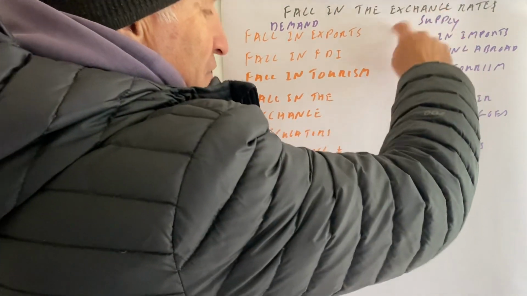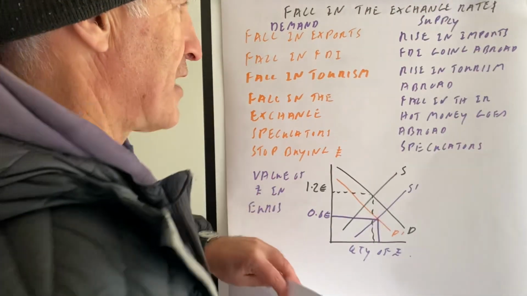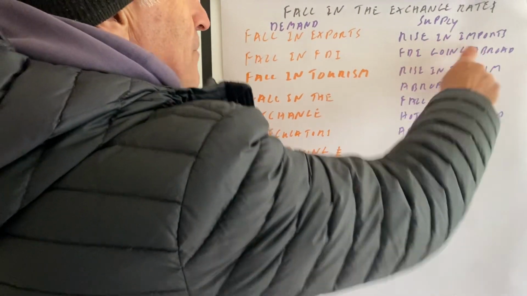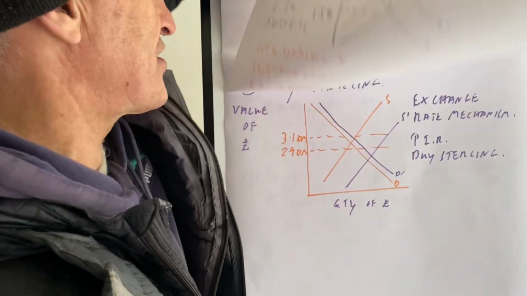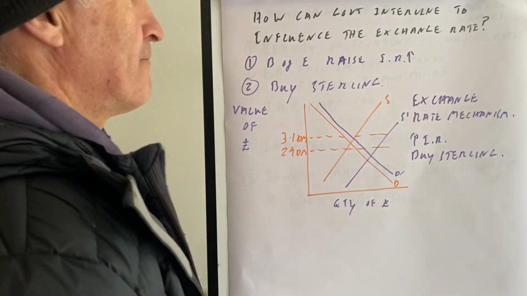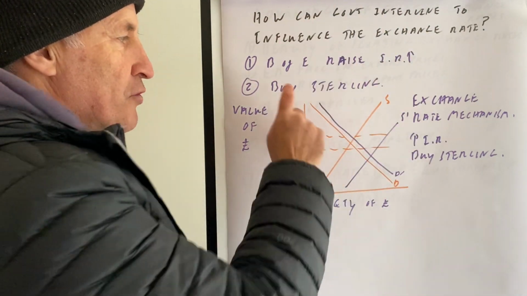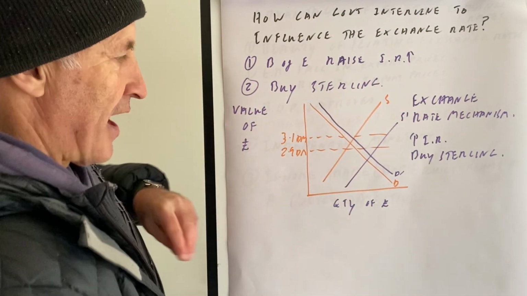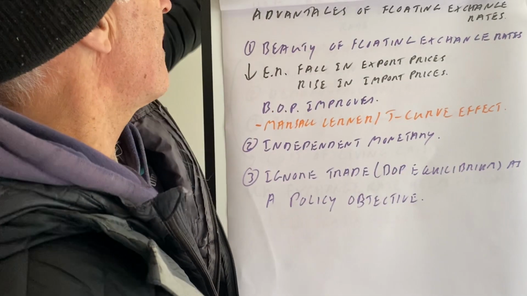Okay, but also if there's a rise in supply of sterling, it would also mean that the exchange rate will go down, e.g. trade deficit, rise in imports, FDI going abroad, rise in tourism, etc. Okay, and finally, how can governments influence the exchange rate? The Bank of England can raise interest rates, or the Bank of England can buy sterling, and then that would increase the exchange rate. I think that is probably it on this one.